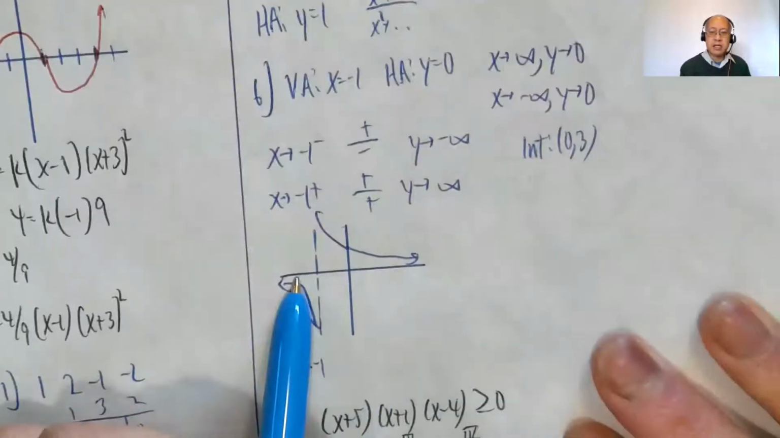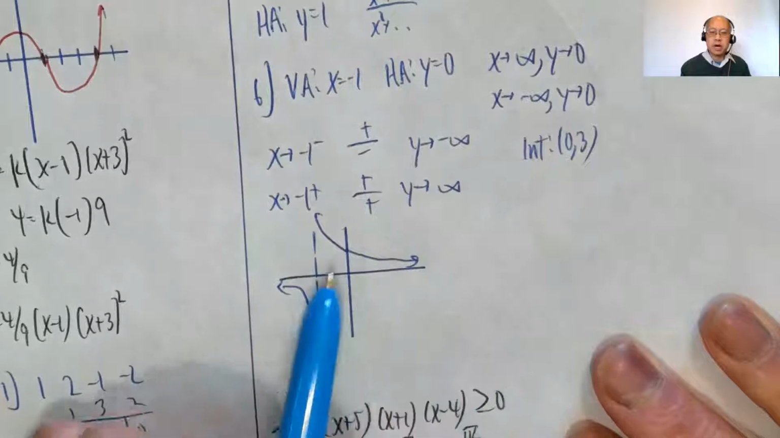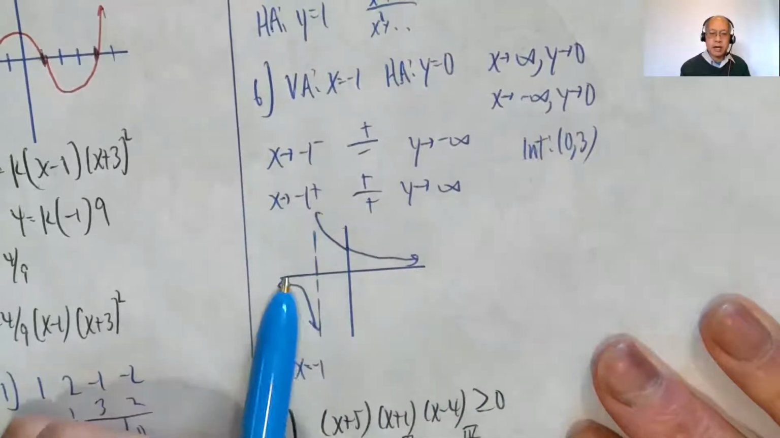So asymptote here. Asymptote is the x-axis. You have an intercept at 0, 3. So graph goes like that and like that.